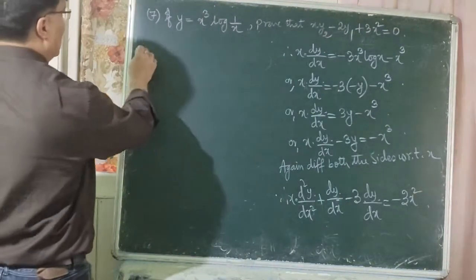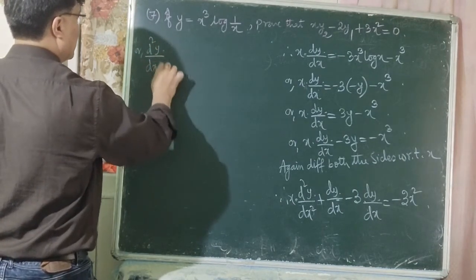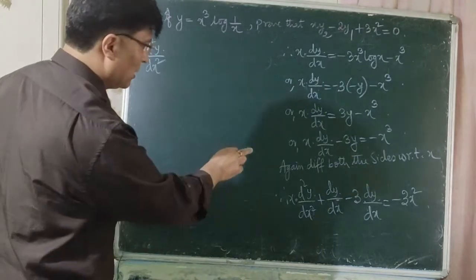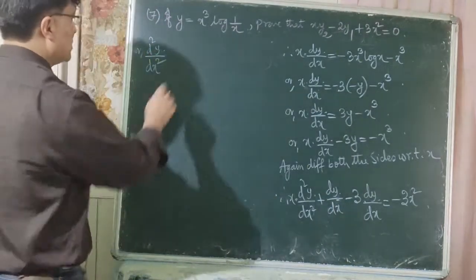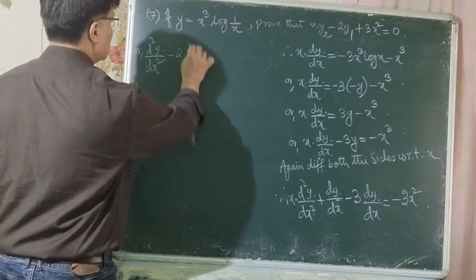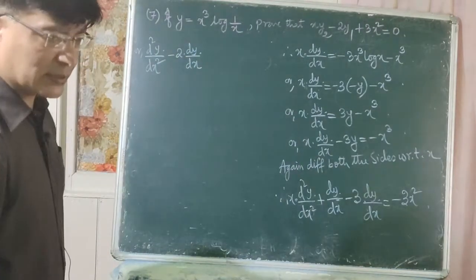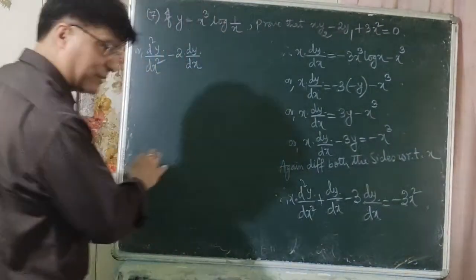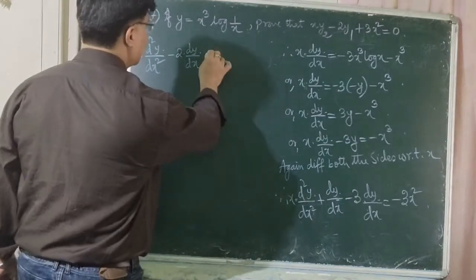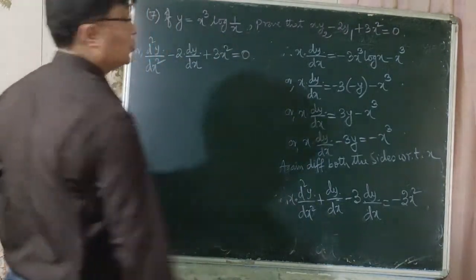So next, d2y by dx square plus dy by dx minus 3 dy by dx, different sign you have to subtract them, so it is minus 2 into dy by dx. Is that clear? And then you can take that minus 3x square to the left hand side, so it becomes plus 3x square is equal to 0.